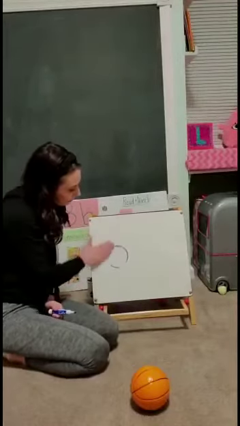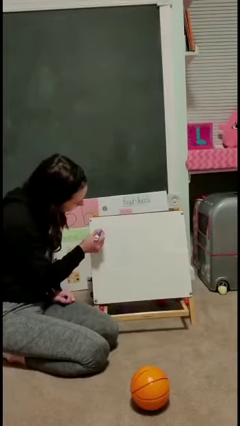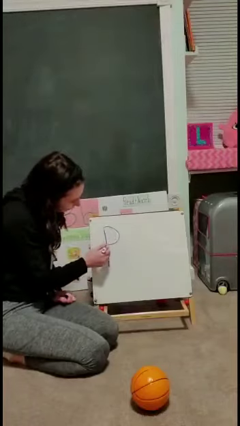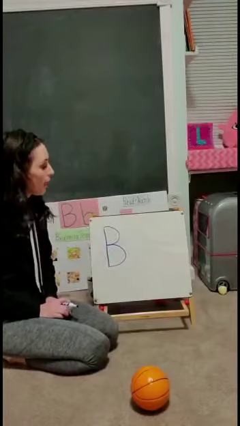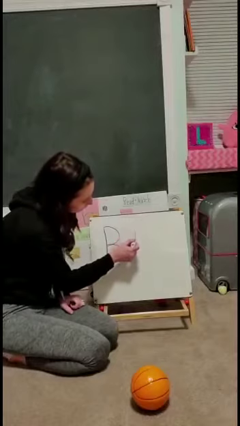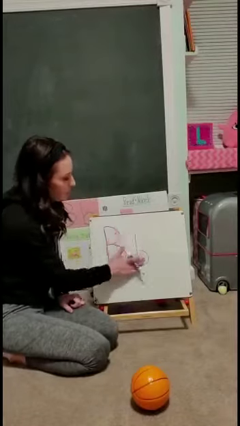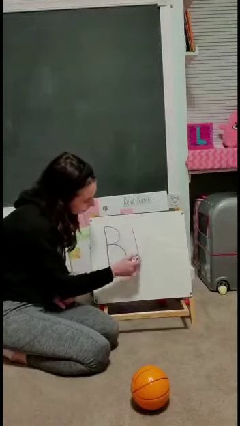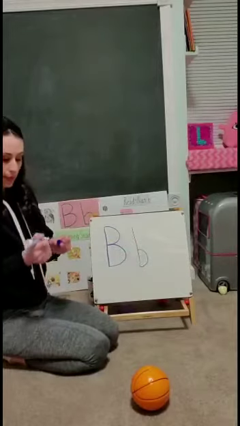Let's try again. Ready? Make a straight line. Pick it up. Go in. Back out. Let's try the lowercase b. Okay, that's an easy one. Just make a stick and go around. Ready? One more time. Make a stick, pick it up, go around, and that's the lowercase b.